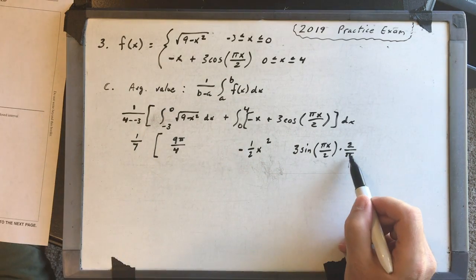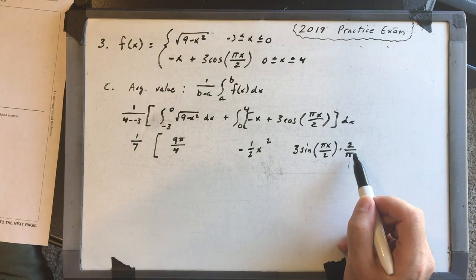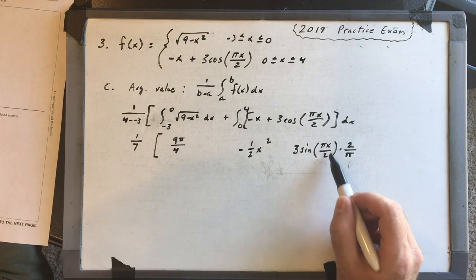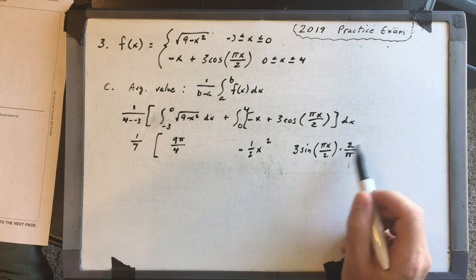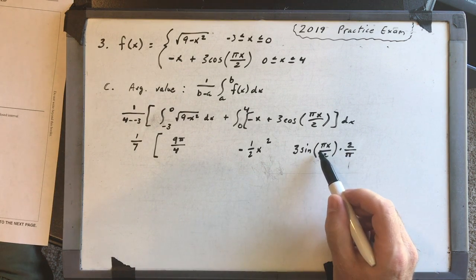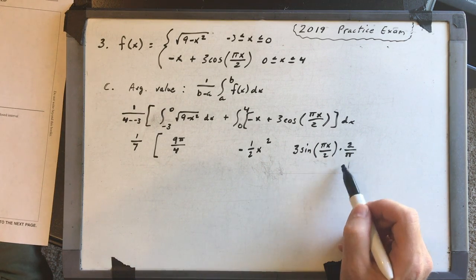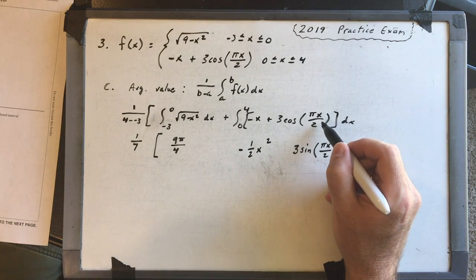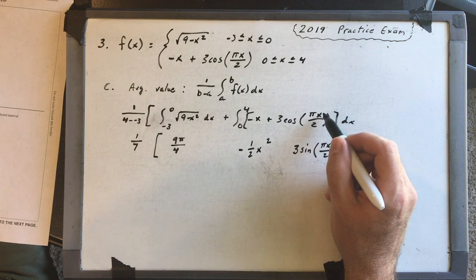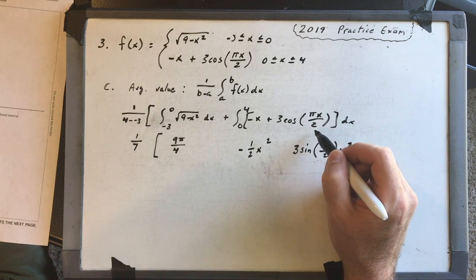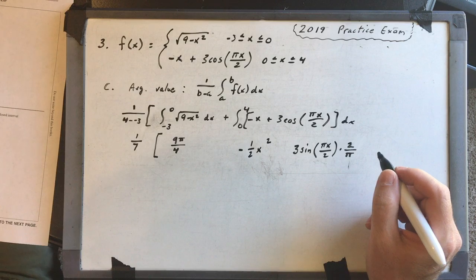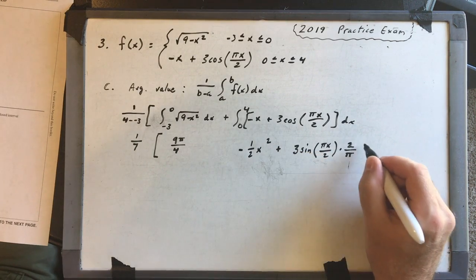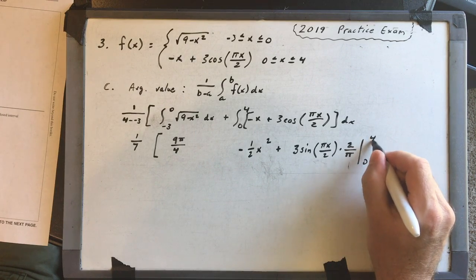So let's take the derivative of that real quick. That would be 3 cosine pi x over 2 times 2 over pi times pi over 2, so those two would cancel out. You could do a U substitution there if you wanted and have U be pi x over 2 and go through it that way. And then we're going to evaluate that from 0 to 4.